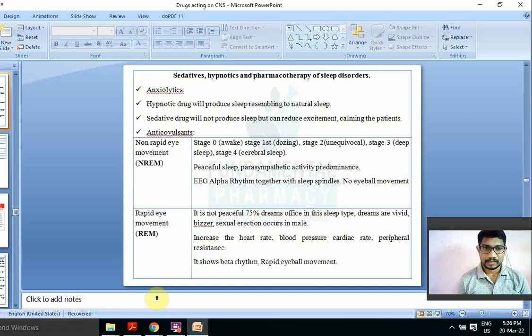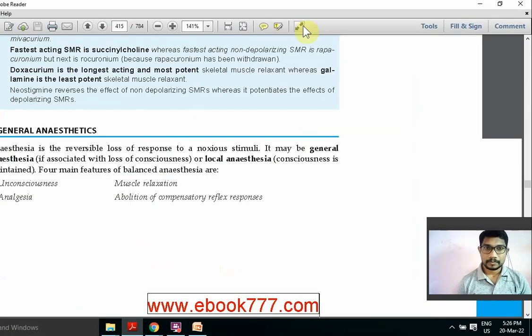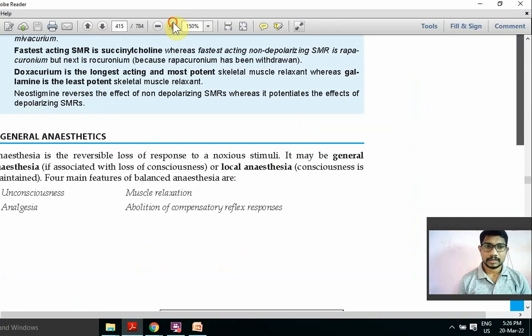Now I will explain certain things from books also. There are certain points which are also important, particularly from this book. Are you able to see the screen? Screen दिख रहा है क्या आपको?